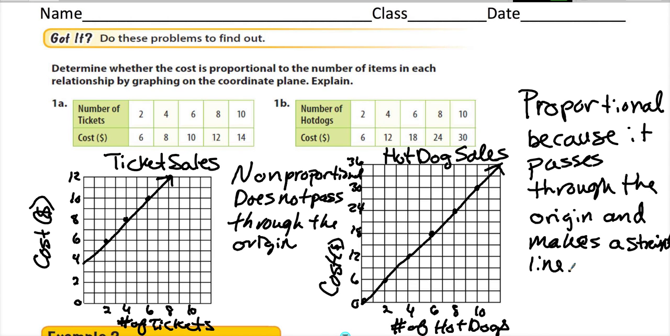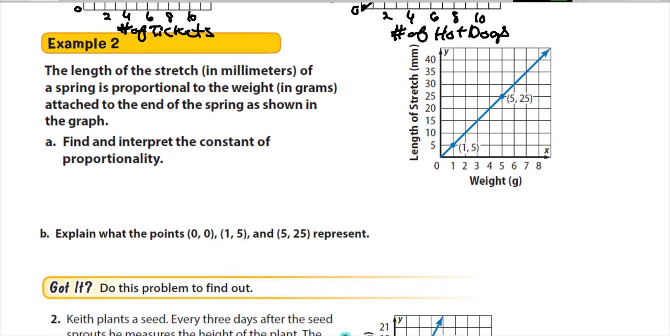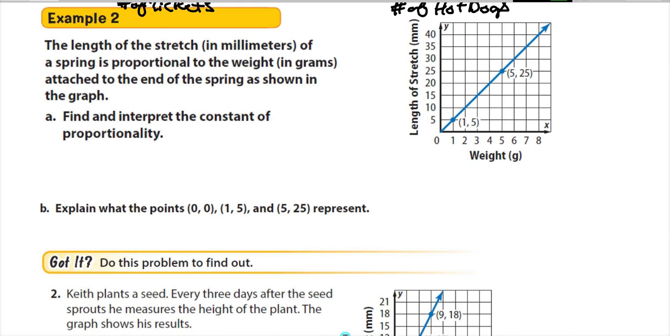All right, let's jump down to example 2. It says the length of the stretch in millimeters of a spring is proportional to the weight in grams attached to the end of the spring as shown in the graph. Okay, so you guys should have your picture there. And then find and interpret the constant of proportionality.